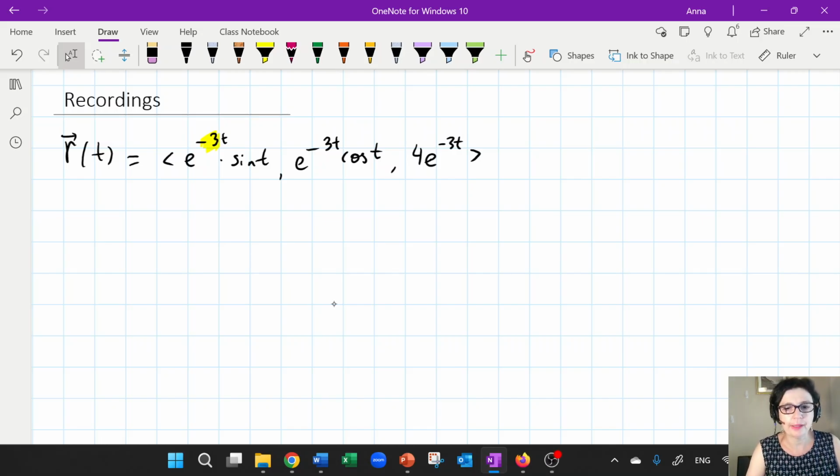Hello guys, in this example we're going to take a look at finding velocity, acceleration and speed of a particle with the given position function. It is a lot of work, but some things will simplify, so we will see.